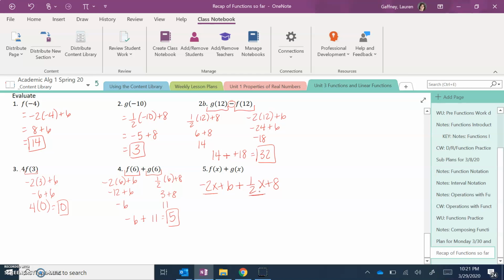You can use the calculator for this. That would be -1.5x, or if you wanted to write it as a fraction, -3/2 x. Totally up to you. 6 plus 8 would be 14. So you can write it like this as well. It's totally up to you. So you're really not doing anything but combining like terms between the two functions, and that's it.